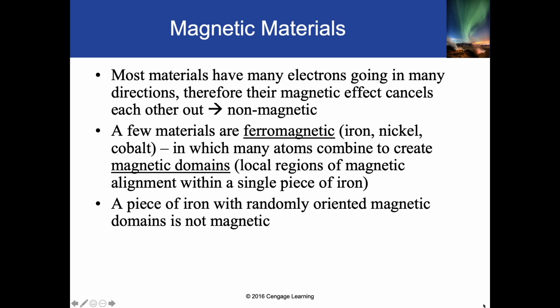But there are a few materials that are known as ferromagnetic materials, right? And they have their electrons aligned, okay? And so these are iron, nickel, and cobalt. Those are the three metals that you can turn into magnets: iron, nickel, and cobalt, okay? In which many atoms combine to create magnetic domains, local regions of magnetic alignment within a single piece of iron, right?